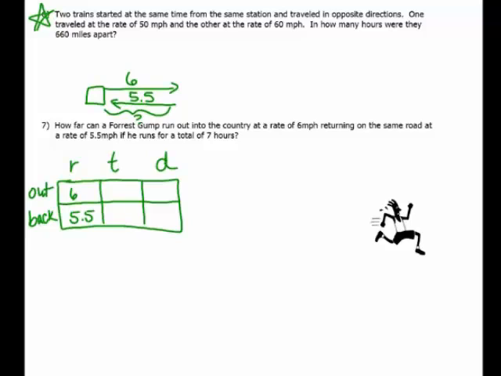Now the total time is 7 hours, but we don't know how long he ran at 6 or how long he ran at 5.5. We know the total is 7. So this is like one of those total problems. At 6, I might not know what it was, but I do know then that the 5.5 miles per hour, it would be 7 minus x, since the total has to be 7. So his distance then at 6 miles per hour is 6x. His distance at 5.5 miles per hour is going to be 5.5 times 7 minus x, which is 38.5 minus 5.5x. And then we know that those distances are the same.